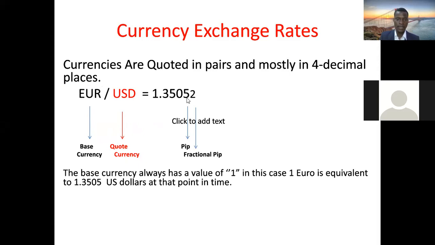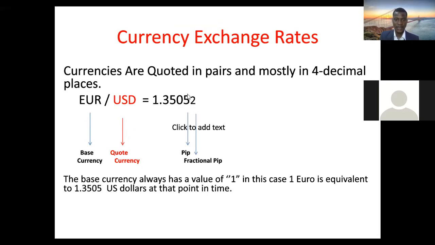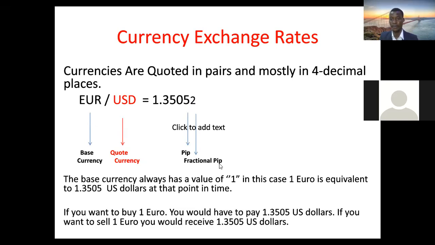Okay, the numbers normally have 4 decimal places, but there are some which have 5 decimal places. The last number of the 4 decimal places is called pips. Okay, we call it a pip. And the smallest one, the fifth decimal, is called fractional pips. So you don't focus on the fractional pips much, you focus on this. This is where the change occurs.